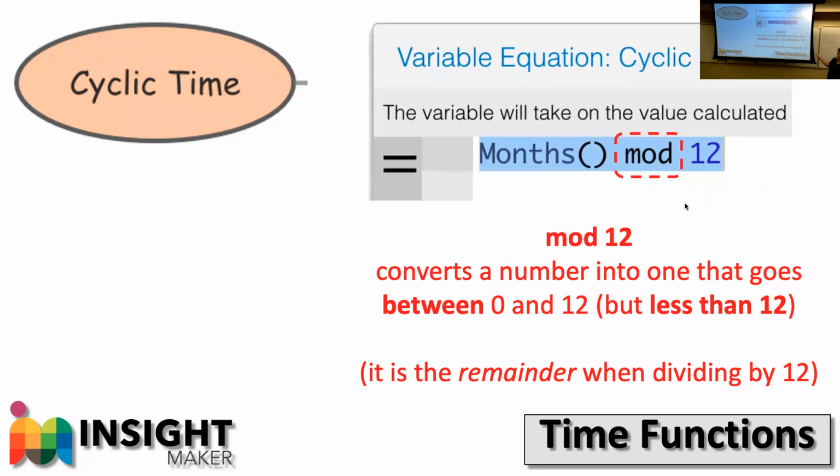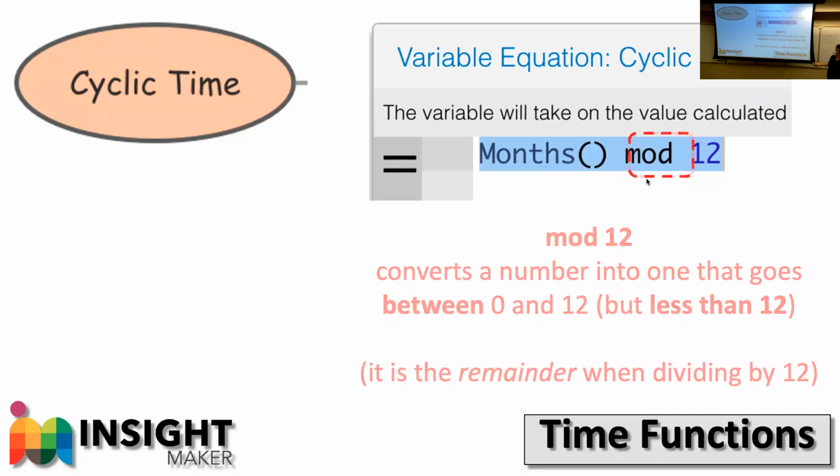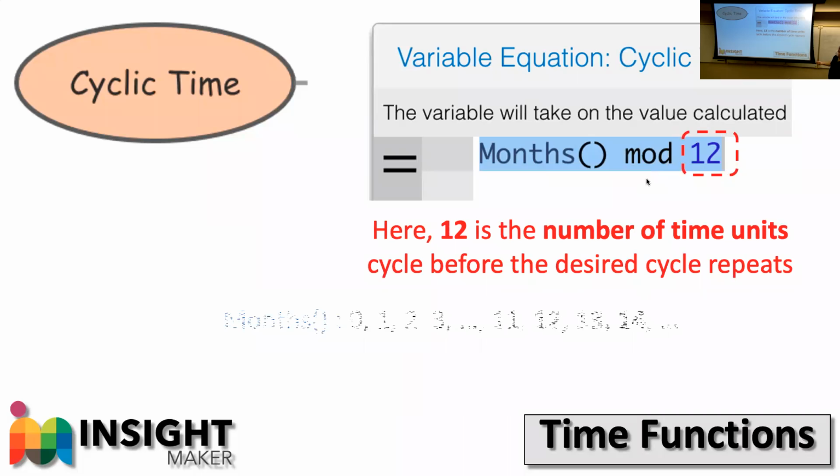Now, there's this special function called mod, short for modulo or modulus, and mod represents the remainder when you divide something by the number that comes after mod. So if I divide months by 12, it doesn't care about how many times 12 goes into it. It cares about how many months are left over. So if my months climb from 0 to, whatever, 48, they keep climbing here.